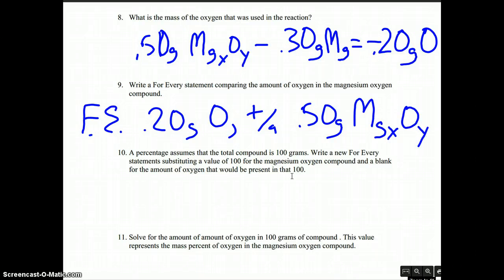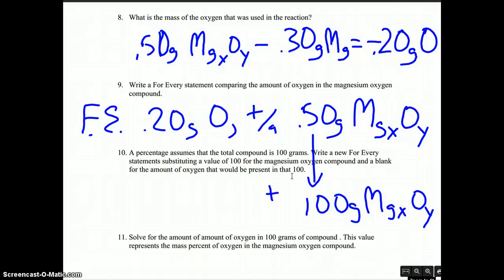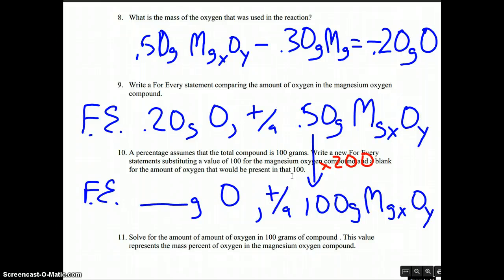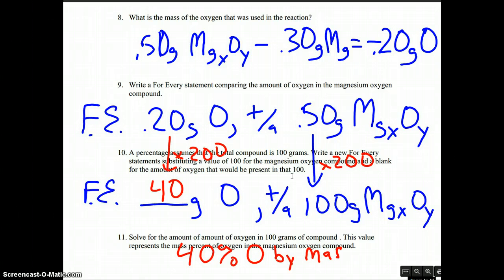MgxOy. Okay, and again, a percentage assumes that we are comparing it to 100 grams of the total compound. So this is going to be 100 grams MgxOy. And this value over here is our unknown, grams of O. So for every blank grams of O. And again, I'm multiplying by 200 to get to 100. And then 0.2 times 200 would be 40 grams. And so again, number 11 says solve for the amount. Well, this is 40% oxygen by mass.